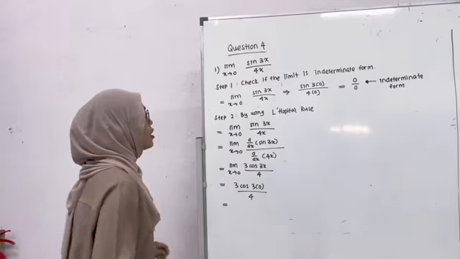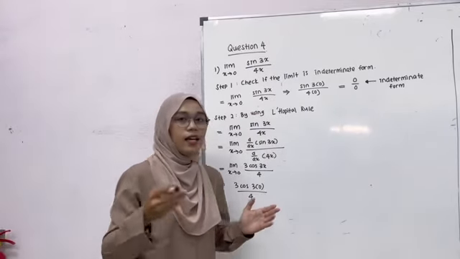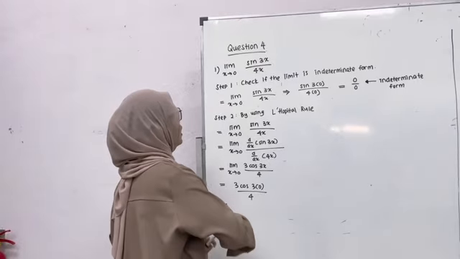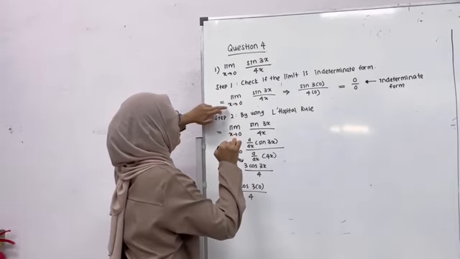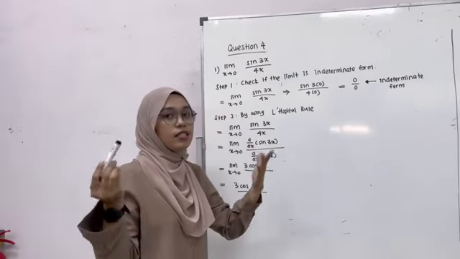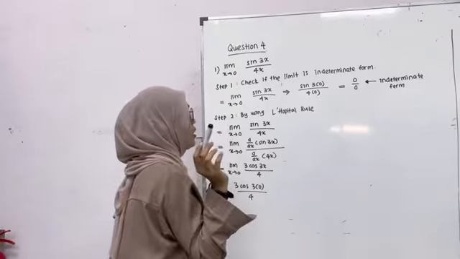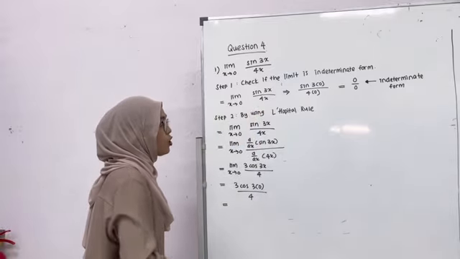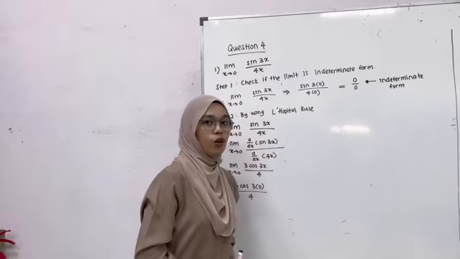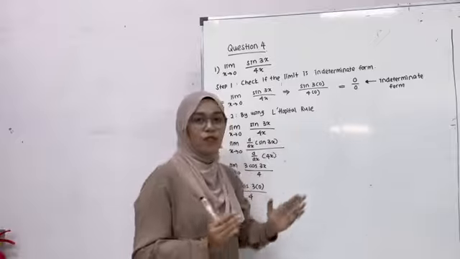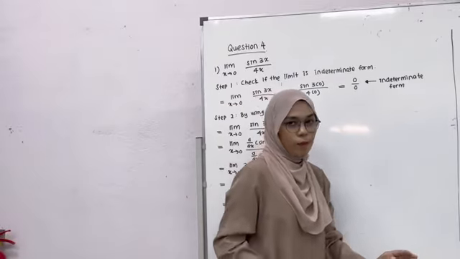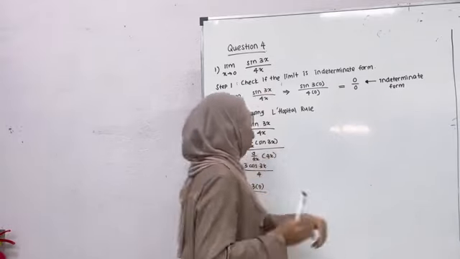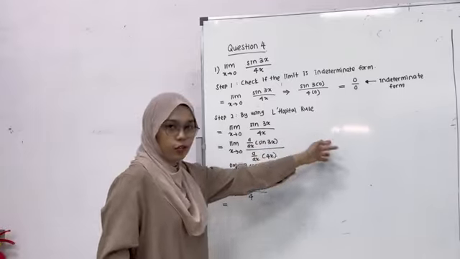The first step is we must check if the limit is an indeterminate form. How to check? Like this: you can see the limit as x approaches 0, so you just need to substitute x equals 0 into sin 3x over 4x. Therefore, you will get 0 over 0, which is an indeterminate form. So when we get an indeterminate form, we must use L'Hopital's rule.